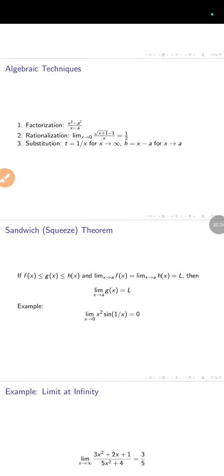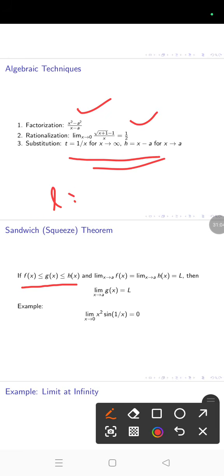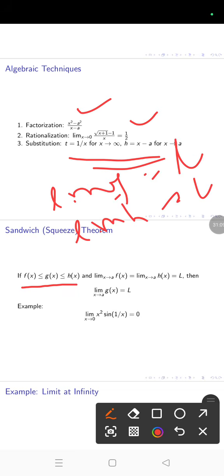So these are some techniques to find out the limit: factorization, rationalization, and substitution. Okay, now come to the sandwich theorem. What is the sandwich theorem? If f(x) is less than or equal to g(x) is less than or equal to h(x), that means there is a function g(x) in between f(x) and h(x), then if the limit of f(x) equals L and the limit of h(x) equals L, then the limit of g(x) is also L.